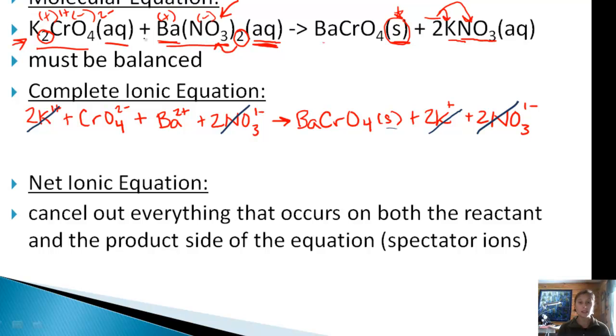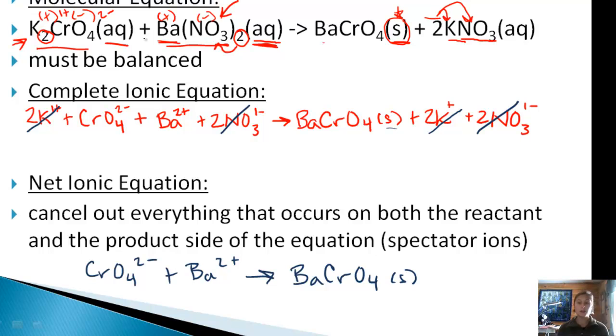So basically, once you have canceled out your spectator ions, now you write down what's left. So we have our chromate and our barium ion, and that produces a precipitate or a solid of barium chromate.